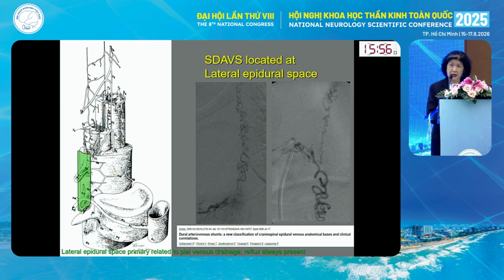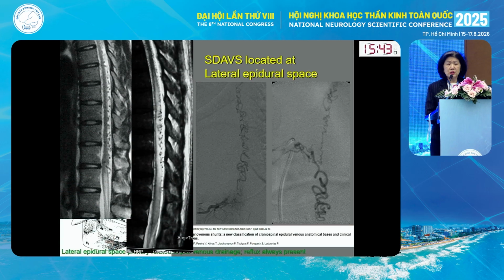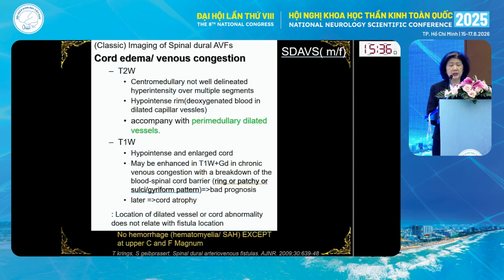We published this classification of the dural arteriovenous shunt between the brain and the spine. It was done many years ago. And we found that most of the dural arteriovenous shunts are in the group of lateral epidural space related. So for sure, myelopathy can be seen from all of these dural arteriovenous shunts.